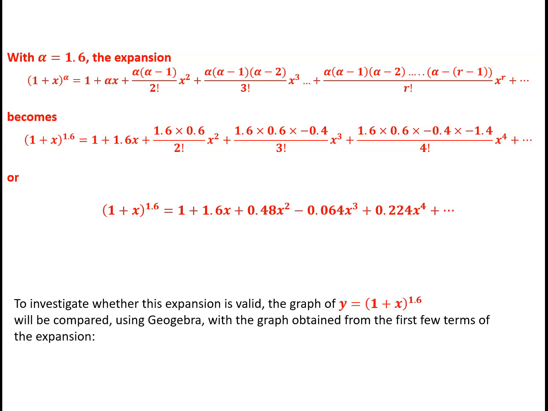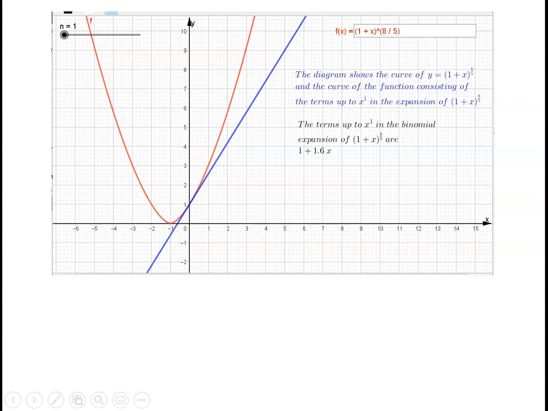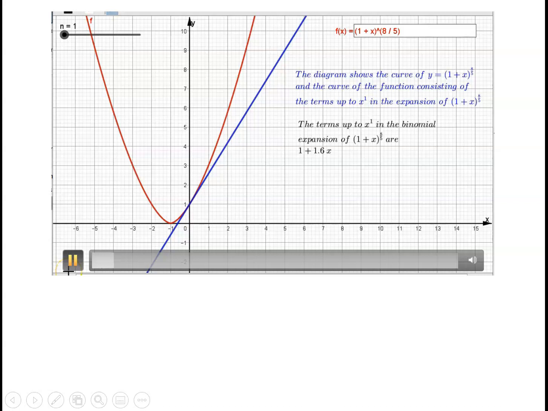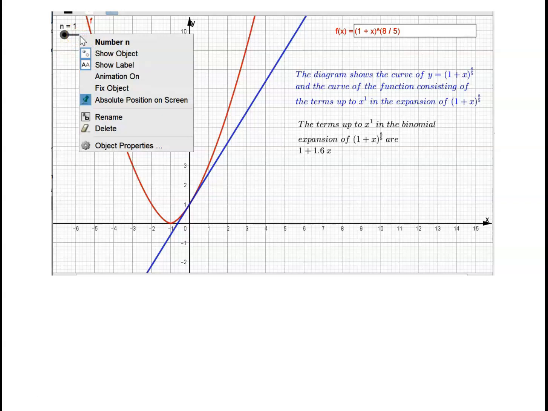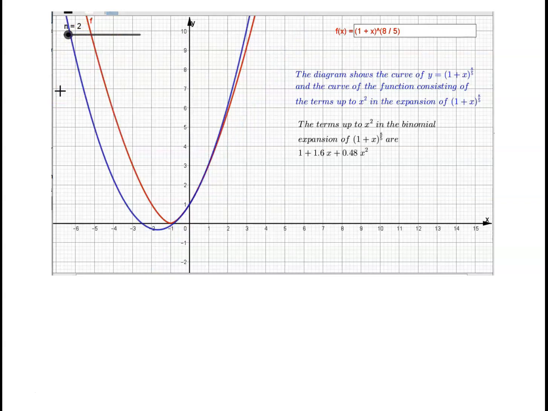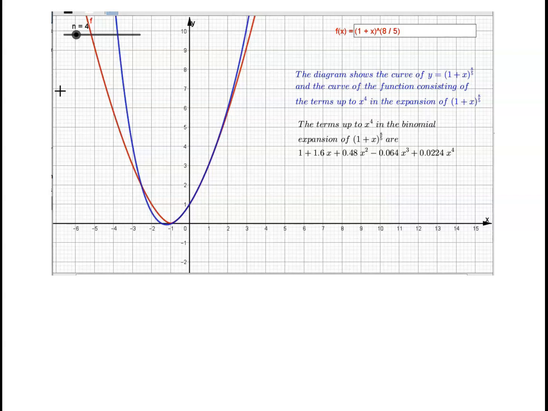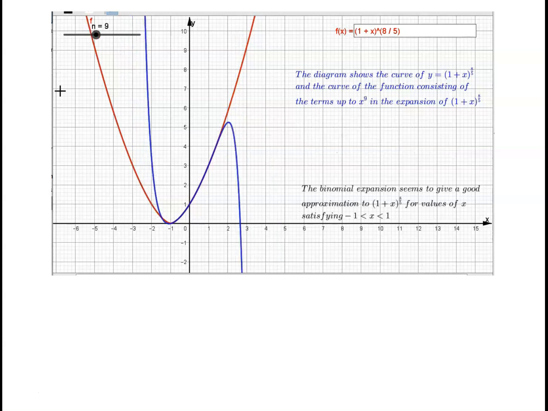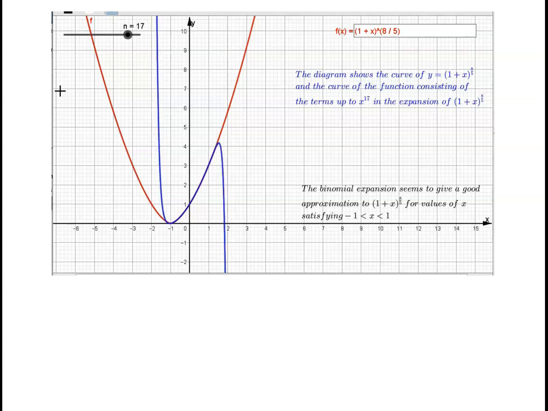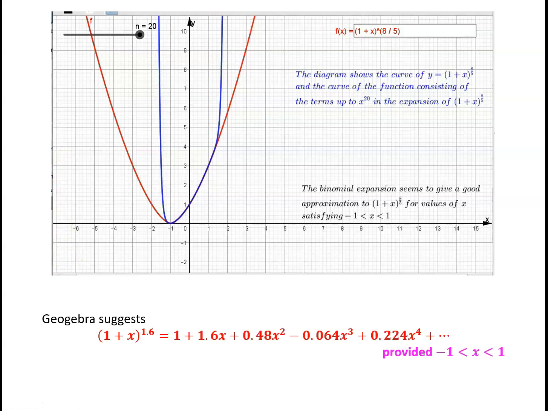And again, we can use GeoGebra to see whether this expansion looks as if it is valid. So setting the video going. We can see that as we increase the value of n, the approximation becomes increasingly good for values of x between −1 and 1, but outside those values the approximation is of very little value. So this suggests then that the series expansion for (1 + x)^1.6 is valid provided the value of x lies between −1 and 1.